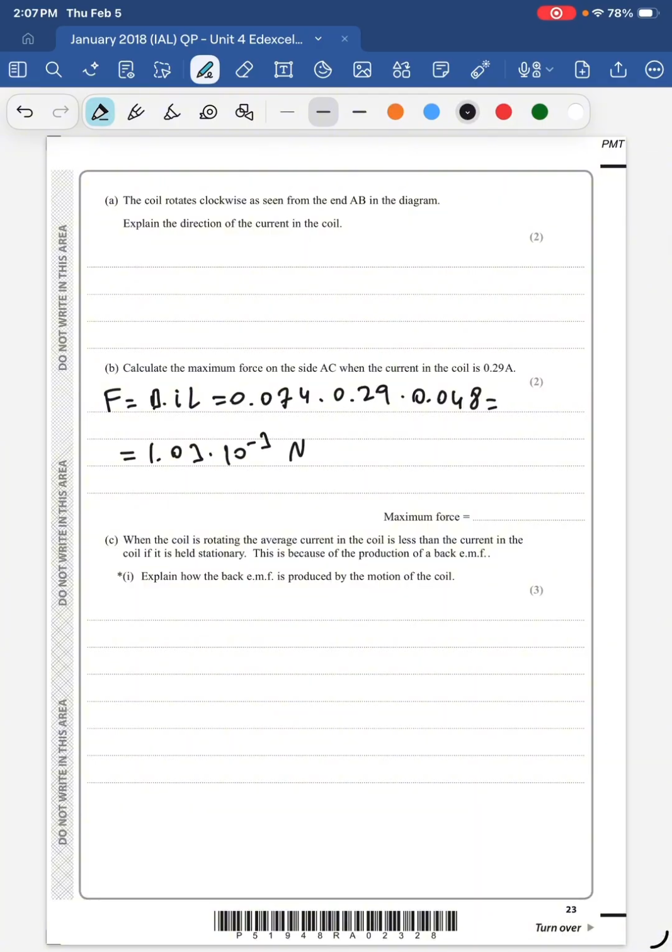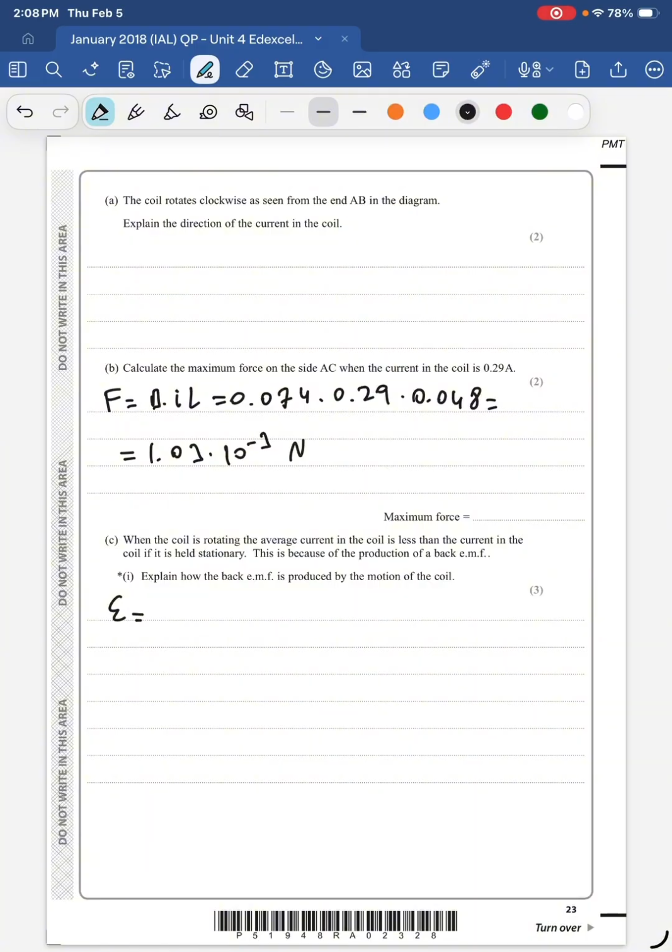Part C. When the coil is rotating, the average current in the coil is less than the current in the coil if it is held stationary. This is because of the production of a back EMF. Explain how the back EMF is produced by the motion of the coil. So, first of all, let's write Faraday's law.